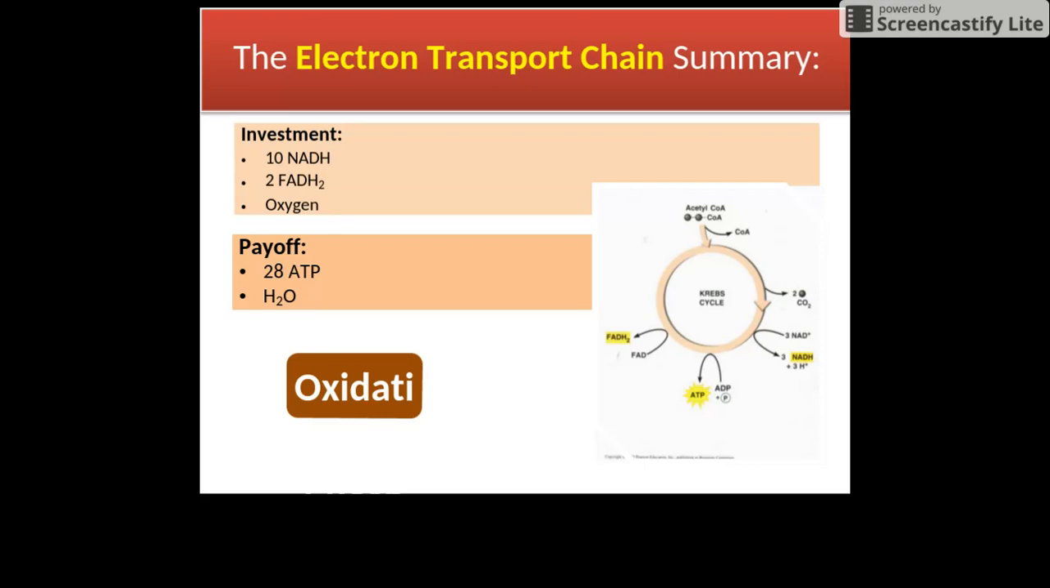That energy is used to pump out the protons. The protons are used to power ATP synthase to make ATP. Okay, those electrons need somewhere to go, so they're going to combine with protons and oxygen to make water. And our payoff ends up being 28 ATP. So we get big money here.